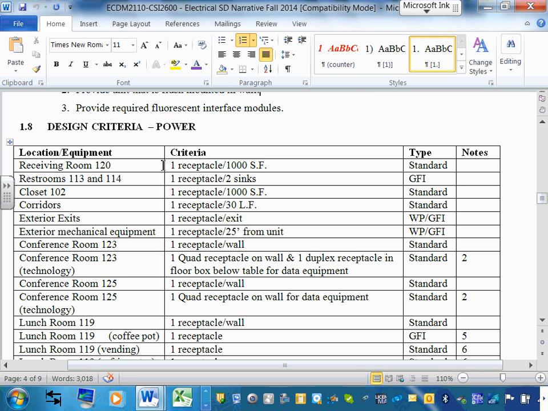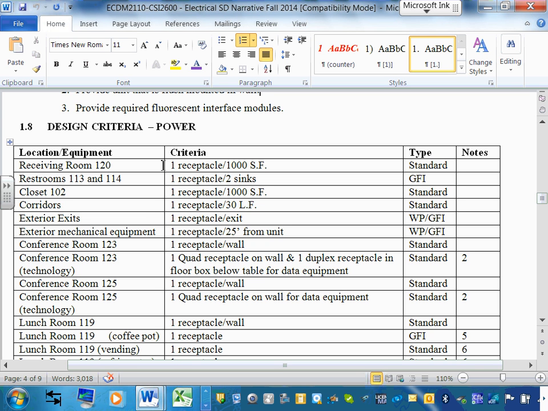1.8 is so important, guys. 1.8 is called design criteria for power. If I ask you, who am I going to pick? So, my friend, if I ask you, how many receptacles do we need in the receiving room? I don't know, Chad. How many receptacles do you need in the receiving room? I have no idea. Remember, the code doesn't tell you in a commercial building how many receptacles you need or how many lights. The code says you need enough lights for safety, so people don't trip and kill each other, walk and trip and break their heads.